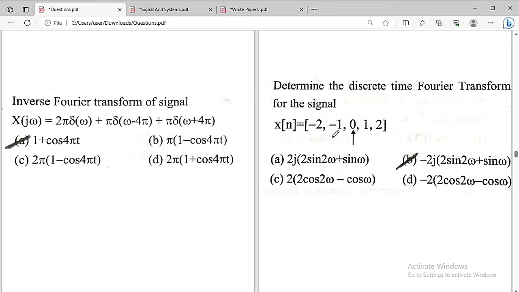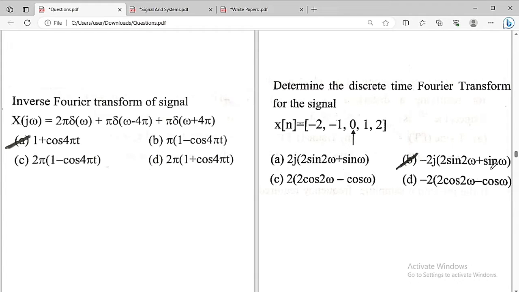They have given values for the negative values of n, and for the positive values of n as well. The arrow indicates that at the origin, this is the value that we are going to get. For this discrete time signal, we need to find the discrete time Fourier transform. Of the 4 options, option B is the correct solution of this question, which is -2j into 2 sin 2 omega plus sin omega.